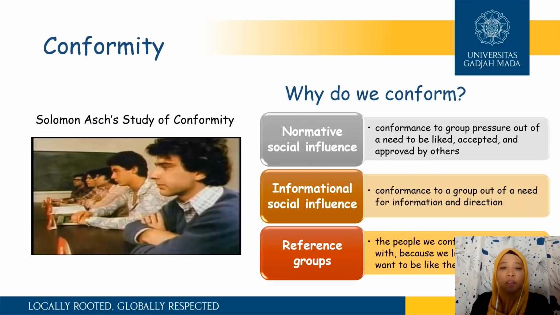And the third one is reference group. This is conformity because we go along with the people we like, admire, and want to be like. For example, nowadays many youth are so crazy about Korean artists, actresses and actors, and they dress up and do their makeup based on these popular figures.